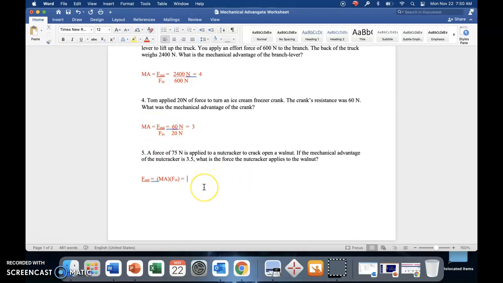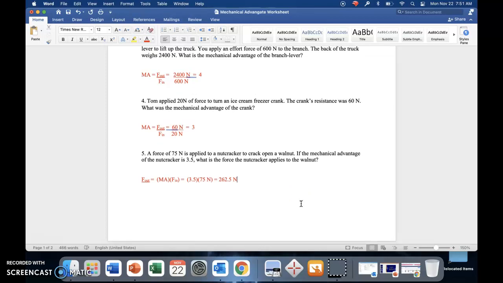So force out is the MA, in this case 3.5, simply multiplied by the amount of force that we are applying to it. In this particular problem, 75 newtons is applied to the nutcracker, so we're simply going to multiply that. 3.5 times 75 happens to be 262.5 newtons. Now, in this case, we do have to have a unit of measurement because we're finding force. The newton is not canceled out, so it continues on and becomes the unit in your answer.